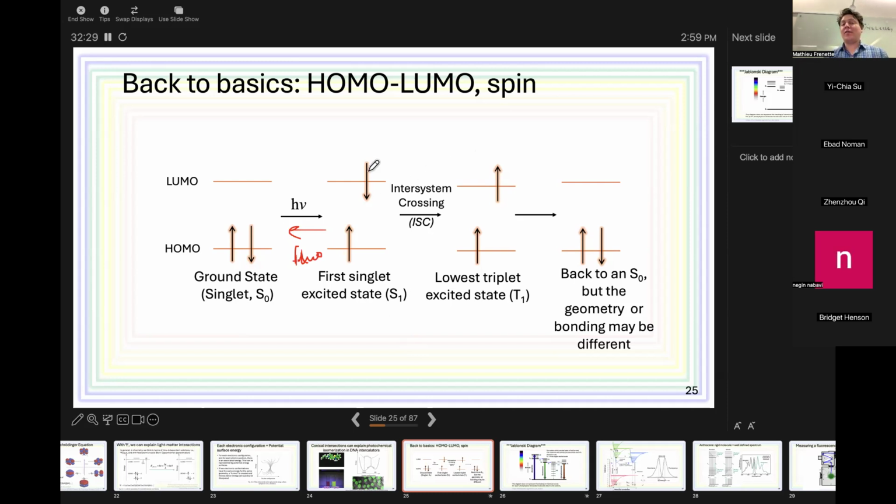And then this is quick, right? So this is very quick. So the absorption is extremely quick. The fluorescence is also quick. But sometimes you can go to the triplet, which is just changing the spin.